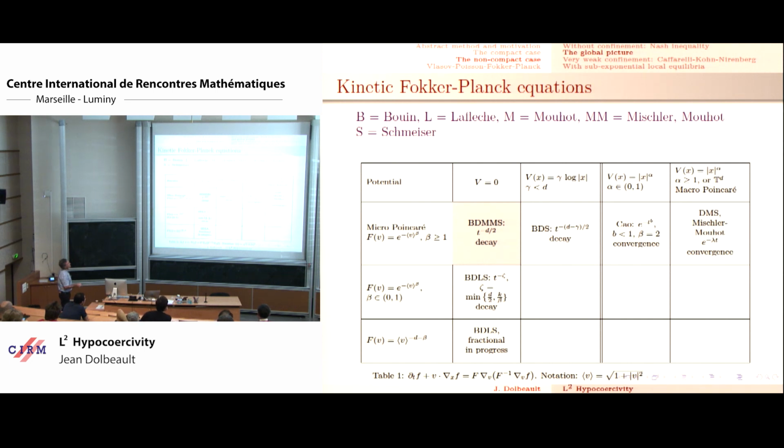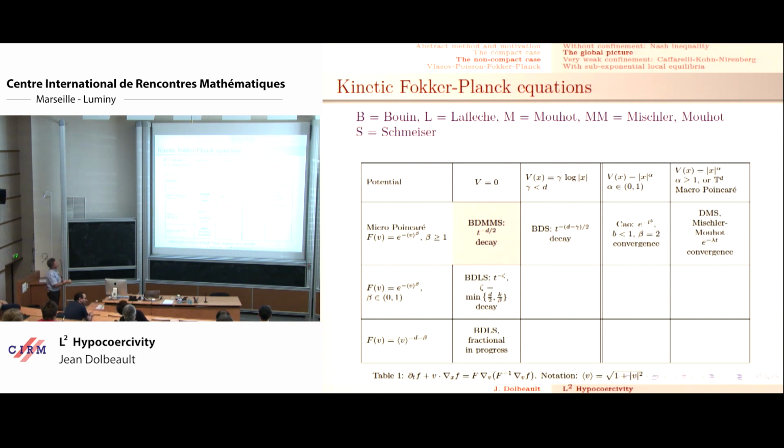So the compact case, again, is here. It's when you have the microscopic Poincare inequality, so you have a rate of growth of the potential. Well, potential is not the appropriate form, it's e to the minus V to some power beta, beta larger or equal than 1. That's the microscopic Poincare inequality, and here the macroscopic Poincare inequality, which means that V has some growth which is large enough, or you are in a compact set, for instance the torus. For the torus, you can refer to the paper of Mischler and Mouhot.